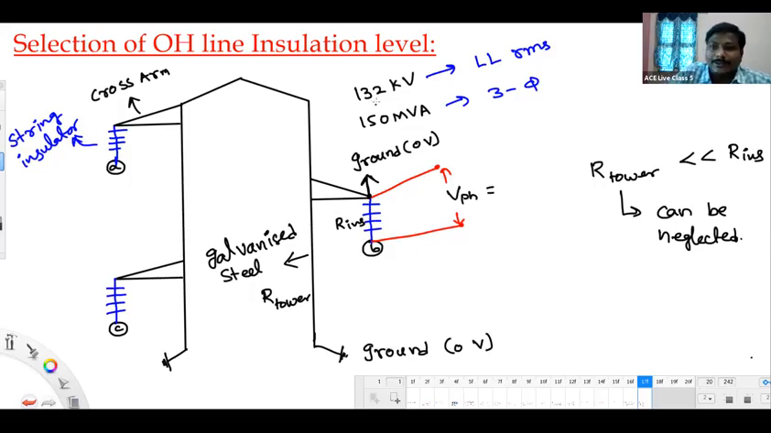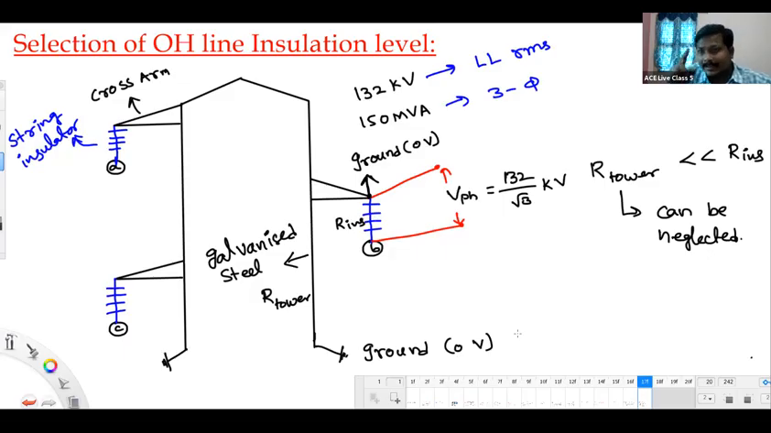Line to line value is 132 kV. Phase voltage will be 132 kV by root 3. Now you please tell me, is it required to design the insulator based on line to line voltage, or can we go with only per phase voltage? We can go with only per phase voltage. Per phase voltage is sufficient. You need not go with the line to line voltage.